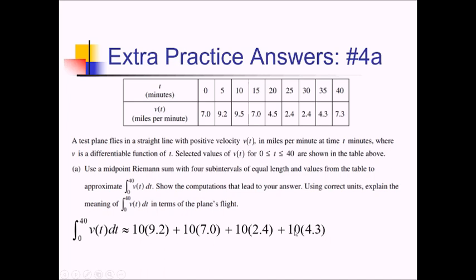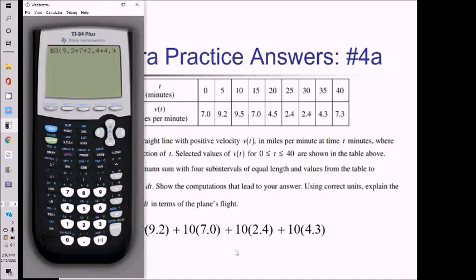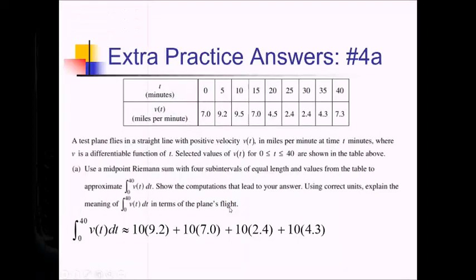Now you could leave it like this and stick units on the end. It is a calculator problem, so I'm just going to crunch these numbers right now. To make this a little faster on the calculator, since all of these things have factors of 10, I just basically factored the 10 out and added up all the stuff that 10 was being multiplied by. So that comes out to 229.